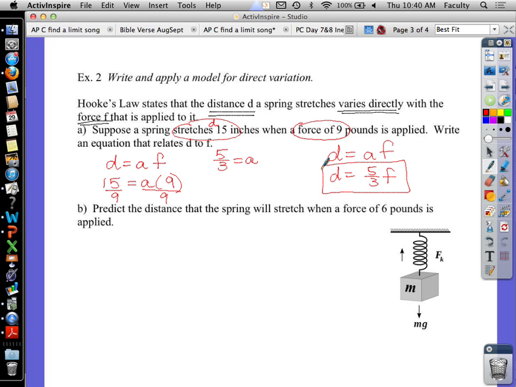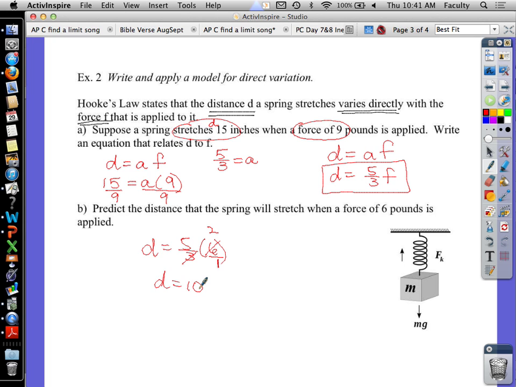So in letter B, predict the distance that the spring will stretch when a force of 6 pounds is applied. Anybody have any ideas? How can we do this? Yeah, Megan? You can say d equals 5/3 times 6. Good job, because they gave us the force. Now, when you're taking a fraction times a whole number, you can change the whole number to 6/1 and then do your reducing. So d equals 10.